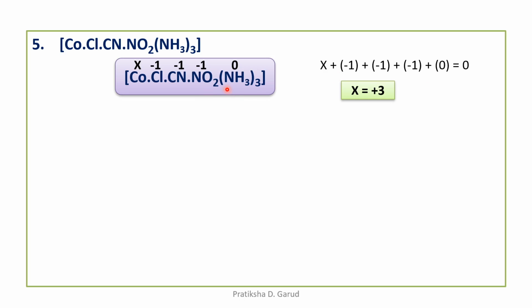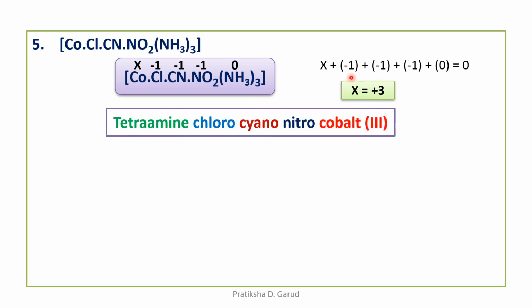Then how to write the name? First of all, we are having the neutral ligand. Neutral ligand is the ammonia, and they are 3, therefore it is a triamine. Then the negative ligands alphabetically. So it is chloro, cyano and the nitro, and then cobalt with the oxidation state +3, right? So the name becomes tetraamine.